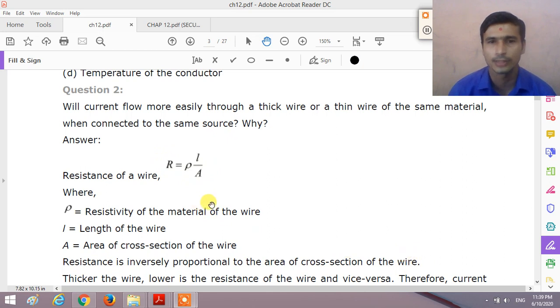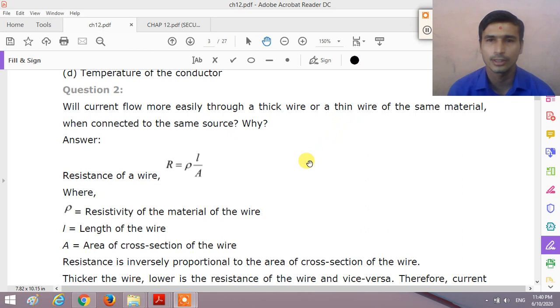So dear students, a thicker wire has more cross section area and a thin wire has less cross section area. So the resistance of the conductor depends on the cross section area. The thick wire has more cross section area, so it has a lower resistance, and the thin wire has less cross section area, so it has a higher resistance.